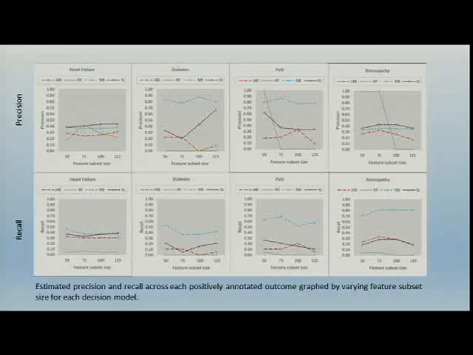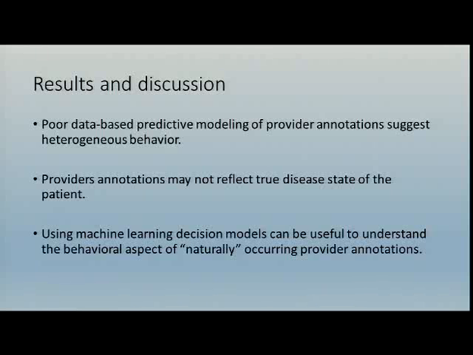This is for the other four. We did this on 8 outcomes. This is heart failure, diabetes, peripheral vascular disease, and retinopathy. Again, not a great prediction. Very variable prediction.